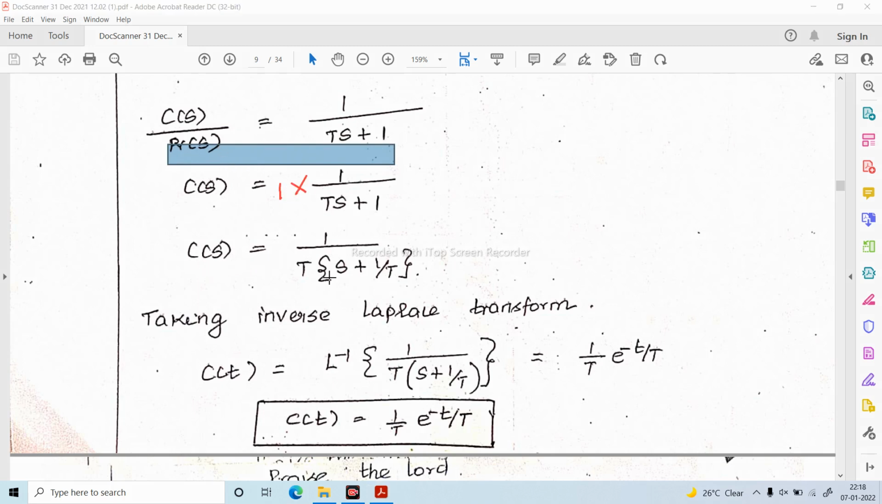So C of s is 1 by, have to take T outside, T into s plus 1 by T. How to write the inverse Laplace transformation for this? So L inverse of 1 by T into s plus 1 by T is 1 by T into e power minus t by T.